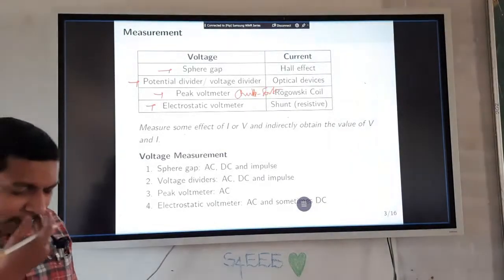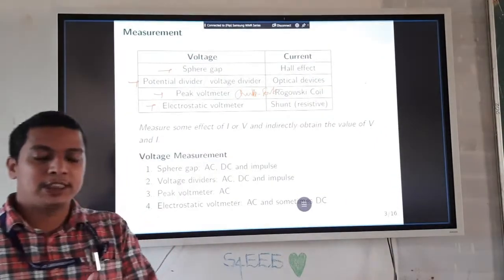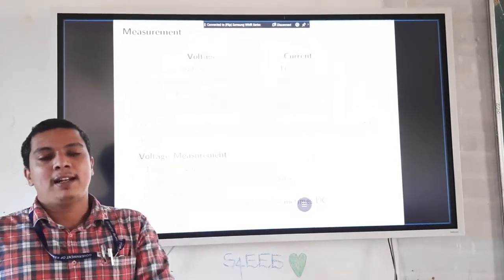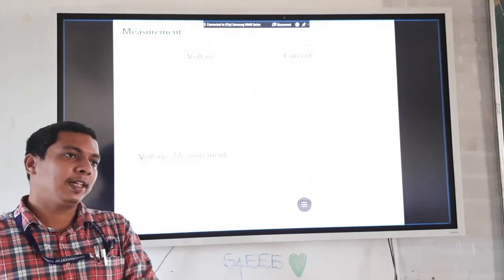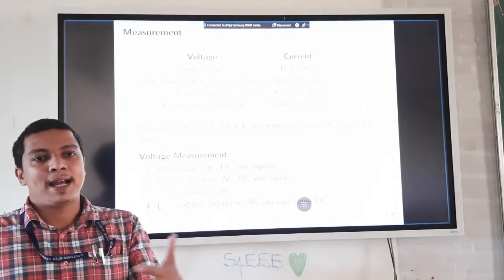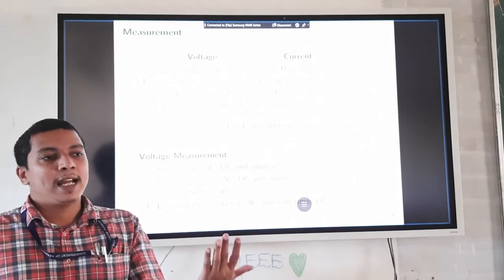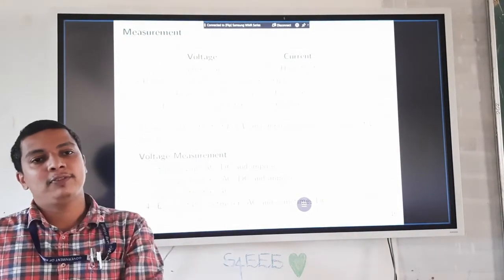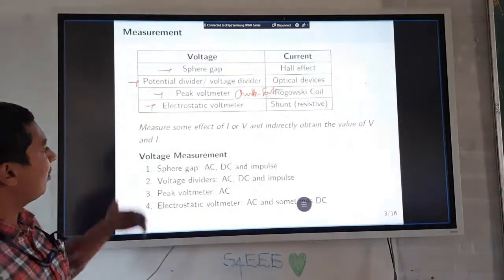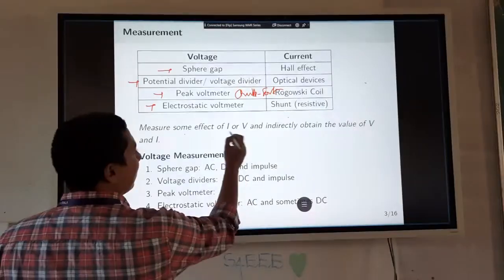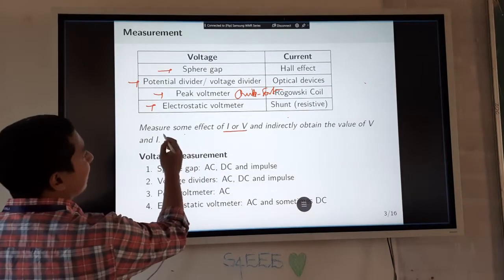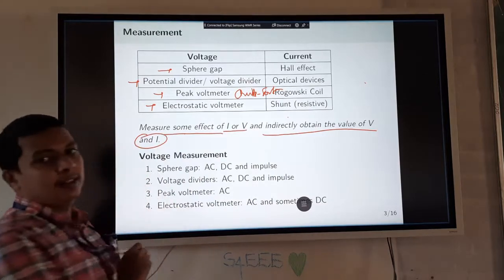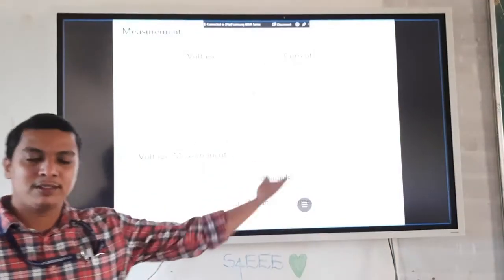Okay. So basically, whether it comes to instrumentation or measurement, you have seen this already. When you want to measure current in an analog instrument, you have a magnetic coil, and you use the current and its effect, which is the magnetization of the coil and the deflection of the needle, right? Similarly here, by measuring I or V, we are going to measure some effect of I or V and indirectly obtain the value of the voltage and current. Understood? That is what we are going to do.